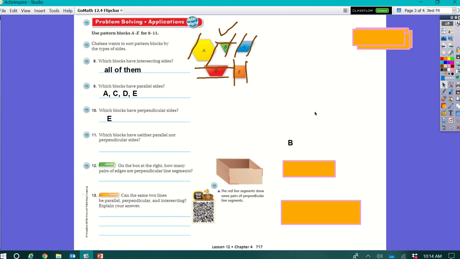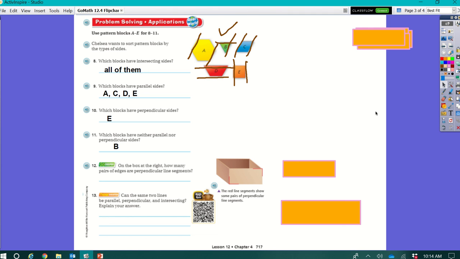All right, if you said B, you are correct. So the triangle is the only shape that only has intersecting lines. No parallel and no perpendicular. Okay, all right. The two at the bottom are kind of a bonus one.